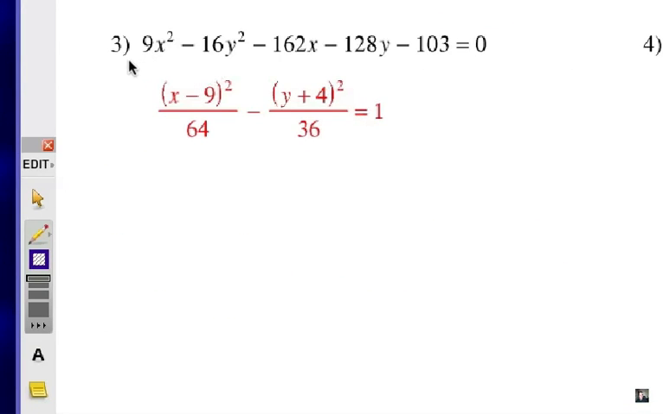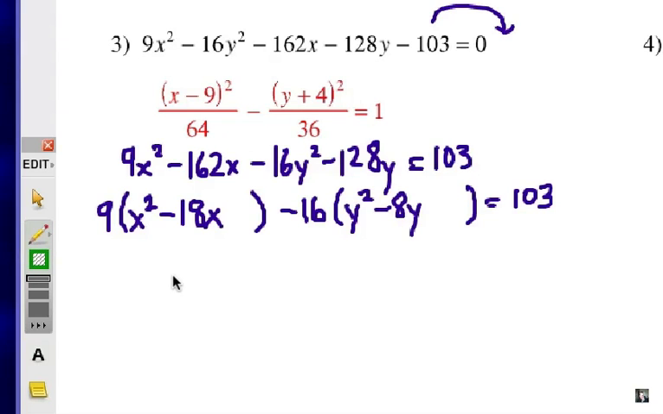All right, the very first thing on number 3 we do is move the constant to the other side. And then we need to make sure we group the x's and the y's together and factor out a common factor. So we notice that we can factor out a 9 from the x's and a negative 16 from the y's. And the reason why it's negative 16 is because in the hyperbola formula we need to have a subtraction in between here. So let's complete the square. Half of 18 is 9, and square it, 81. Half of 8 is 4, square it, that's 16.